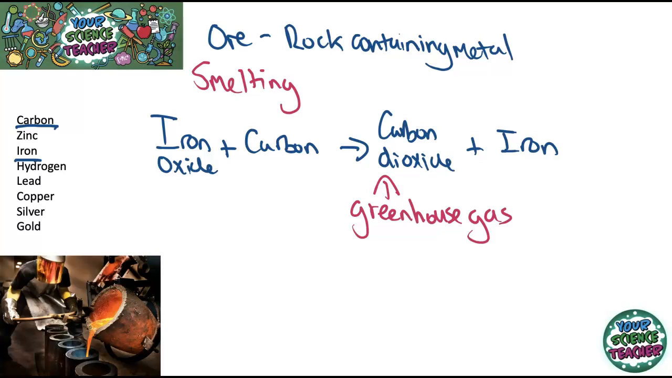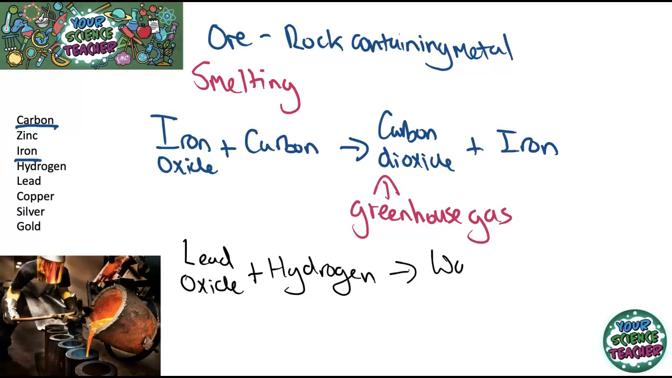So preferably what I would like to do instead of using carbon is using hydrogen. So let's have a look at an example of where I could use hydrogen to extract. If I look at lead, lead is less reactive than hydrogen, so I could extract that with hydrogen, and this time my products of the reaction would be water, because the hydrogen would displace the lead, making hydrogen bonded to oxygen, which we know is water, and I would also make lead.